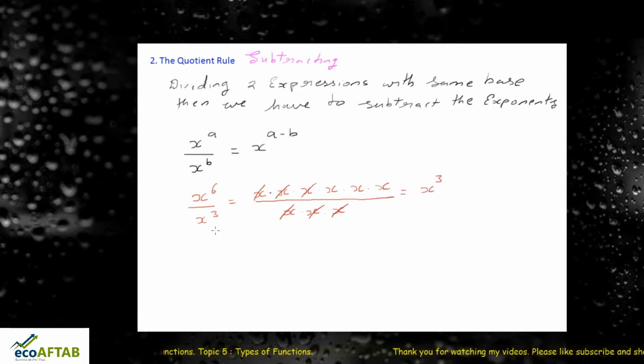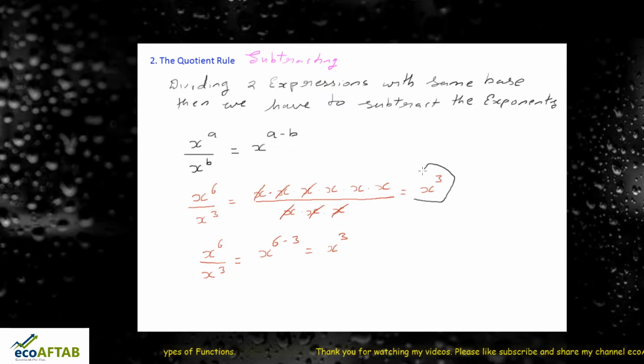This we can solve with the help of the quotient rule as x to the power 6 upon x to the power 3 is equal to x to the power 6 minus 3, and that is equal to x to the power 3. So you can see here, in this case x to the power 3 and x to the power 3 both are the same. So this is the second rule, the quotient rule, where we are making use of subtraction.